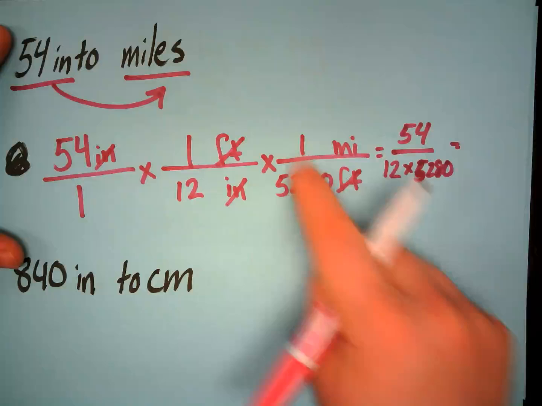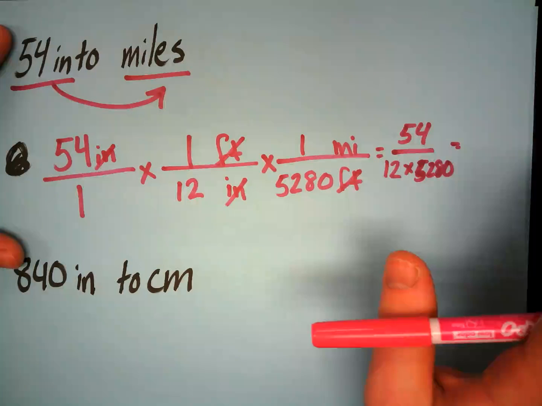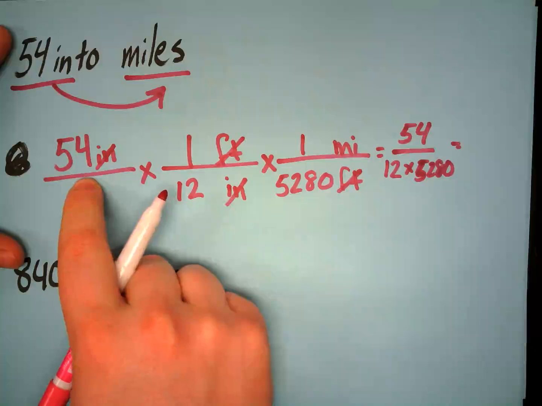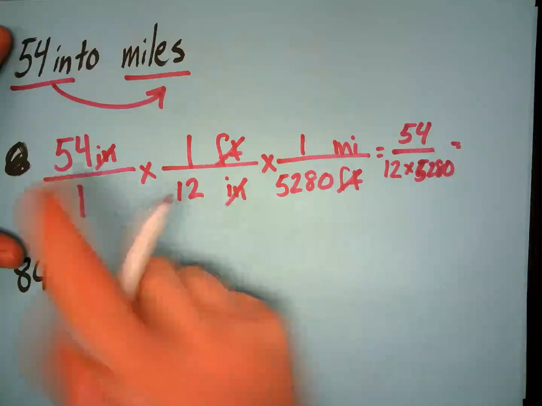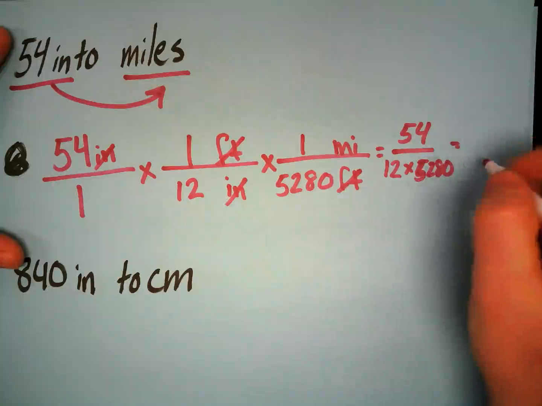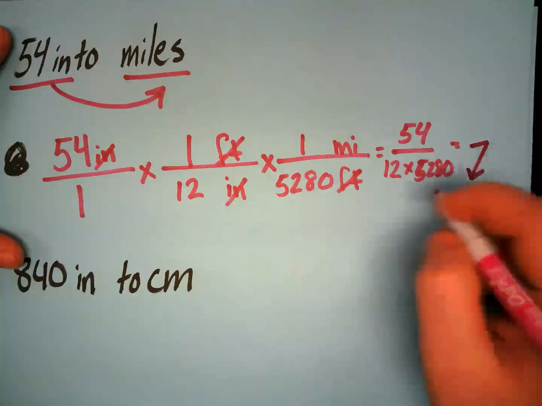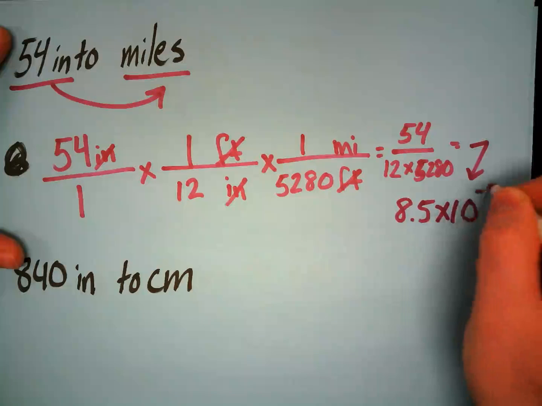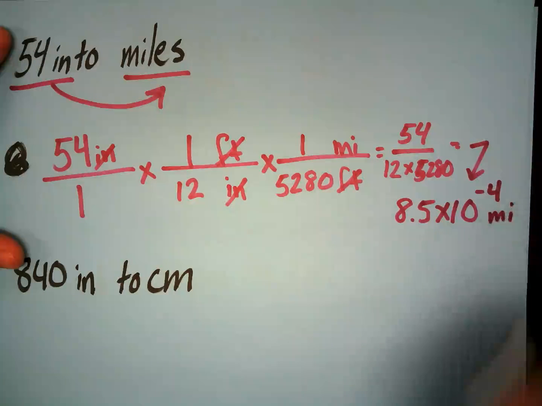Now remember, this is a conversion factor. We don't worry about the sig figs of conversion factors, because they are an exact number. We only care about our measurement. That's our inexact number. So our end answer needs to have 2 sig figs here. It's going to be 54 divided by 12 times 5,280, which gives us an itty bitty little answer of 8.5 times 10 to the negative 4th miles.